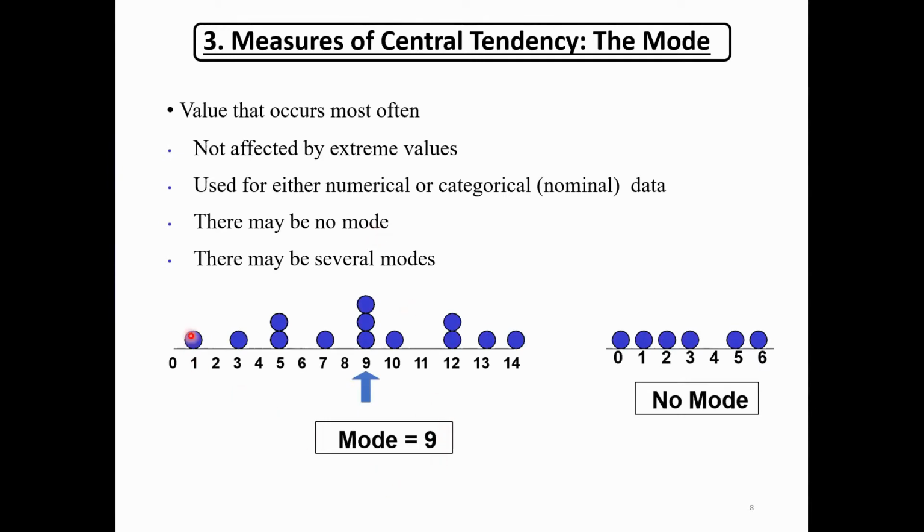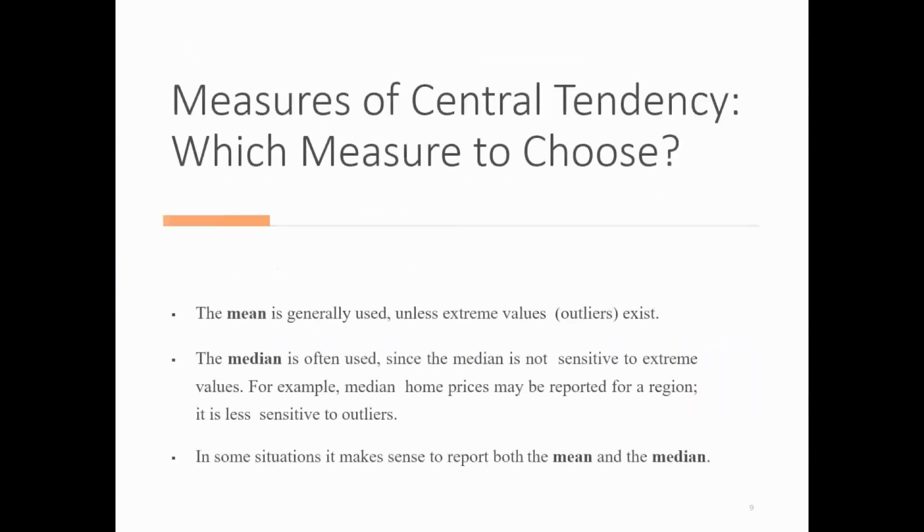So here, if you take the numbers, there is 1 one, 3, 2 fives, 1 seven, 3 nines, 1 ten, 2 twelves, 1 thirteen and 1 fourteen. So the mode is the value that occurs most often, which is 9. Why is that? Because there are 3 nines here. However, in this other example, if you notice, there is exactly only one of each value. There is 1 zero, 1 one, 1 two, 1 three, 1 five and 1 six. So there is no mode in this data set.